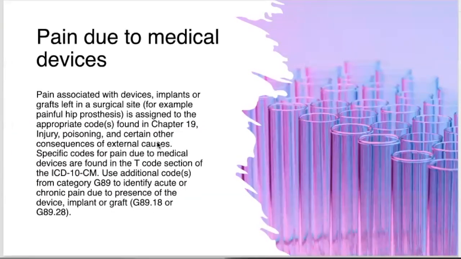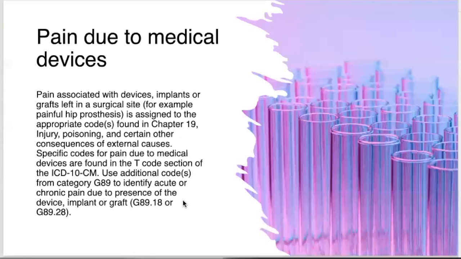It says here, okay, injury, poisoning, and certain other consequences of external causes. That should have been also coded. Now, specific codes for pain due to medical devices are found in the T code section, which we already know. Use additional code from category G89 to identify acute or chronic pain due to presence of the device, implant, or graft. So don't forget your G89 code, guys.